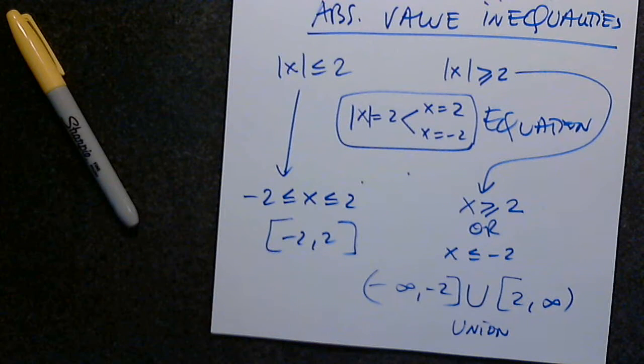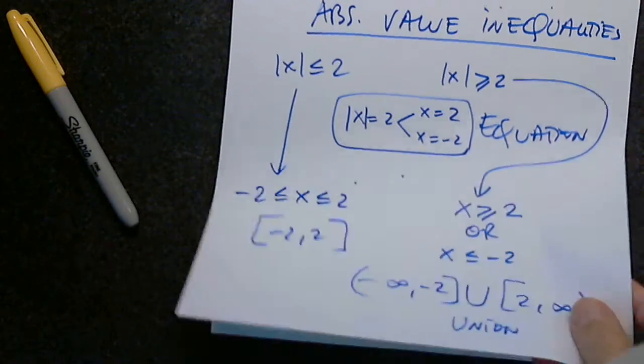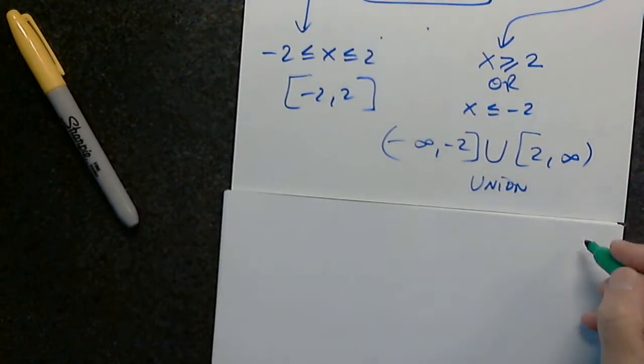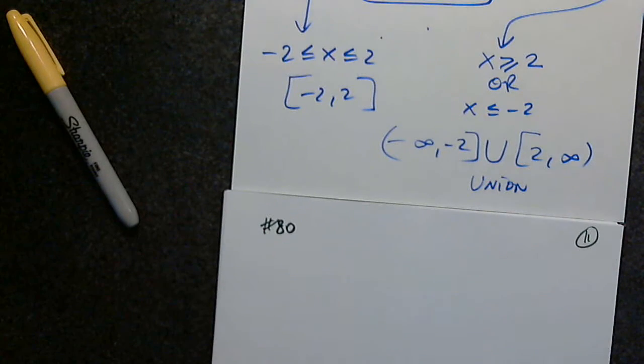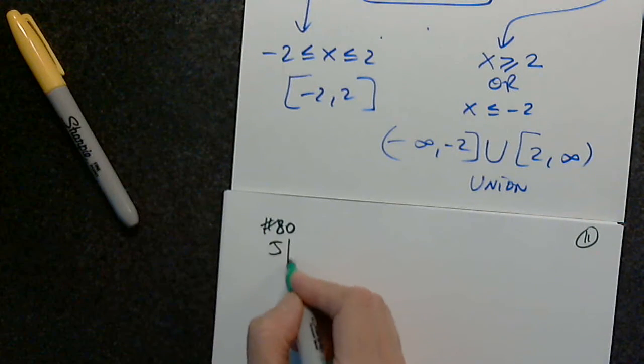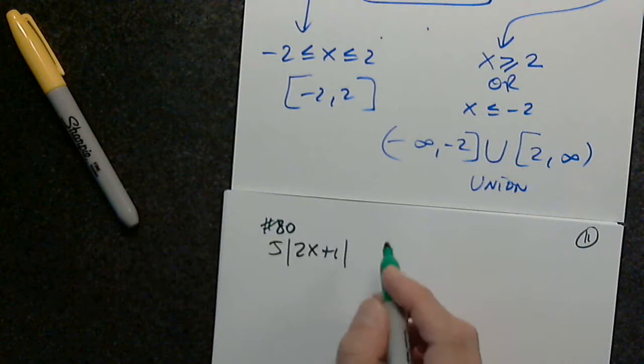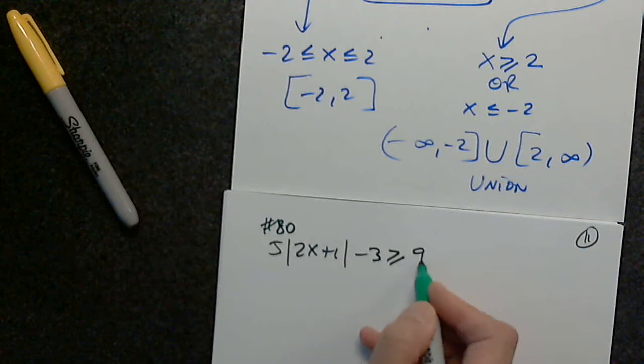Okay, let's practice. So here is the first one, number 80. In number 80, we have 5 times the absolute value of 2x plus 1, minus 3, greater than or equal to 9.